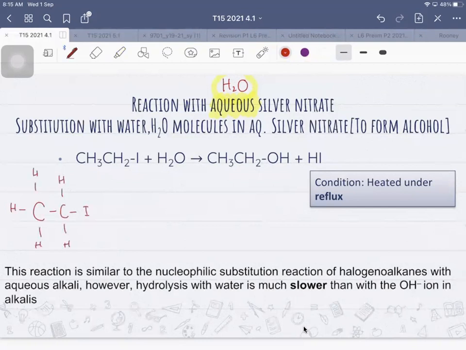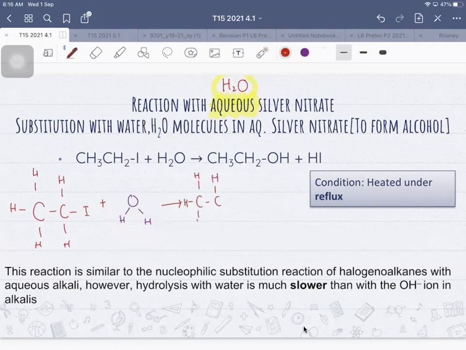So there are actually two parts to this reaction, if you want to think about it. First, the iodine, or any halogen in the halogenoalkane, will be substituted with water, H2O. Water is similar to ammonia, where even though you have two hydrogens attached to the oxygen in the starting material, in your product you will form an alcohol.